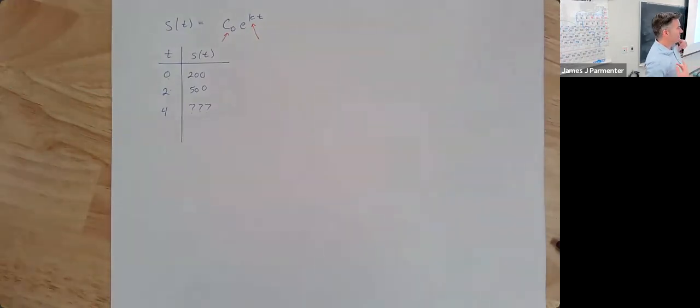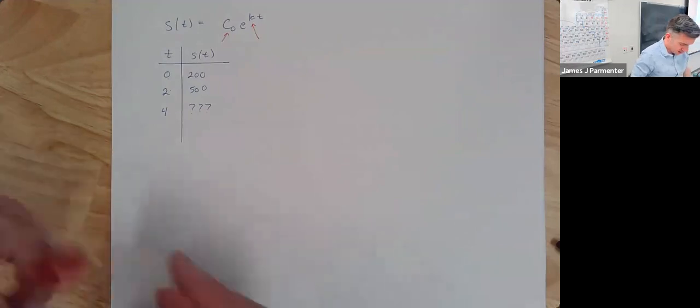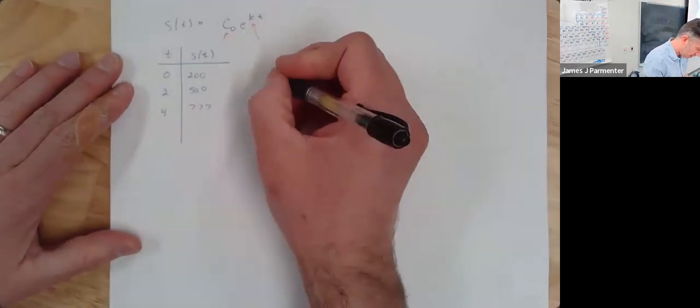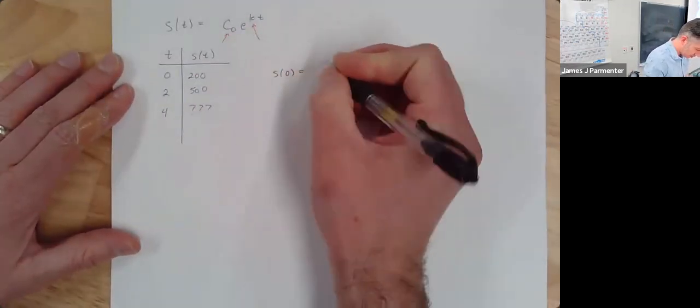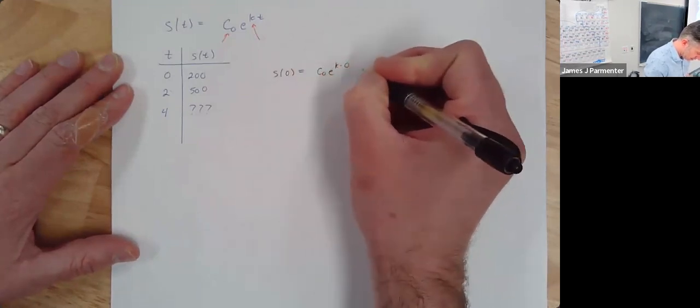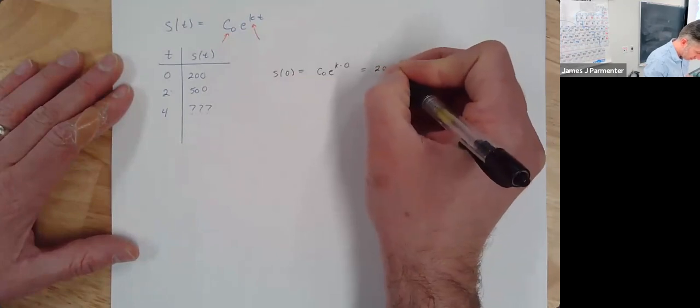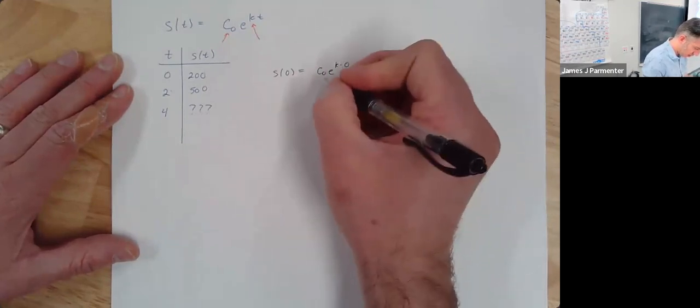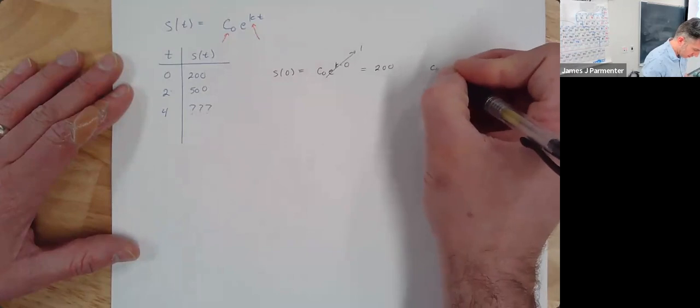They'll say, we have this many squirrels 2 years later, and this many squirrels 5 years later. How many did we start with? Or how many do we have 10 years after that? Then you have to work a little harder to find c naught. In this case, we don't. We can just plug this in and say, okay, s of 0 equals c naught e to the k times 0, but that's going to equal 200. e to the 0 is just 1, so you get c naught equal to 200.